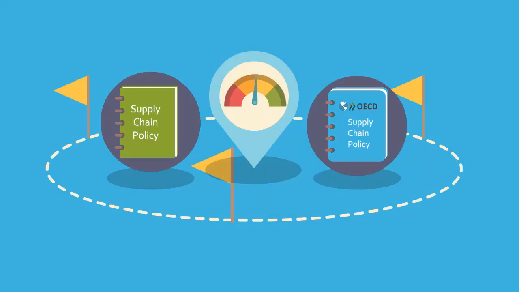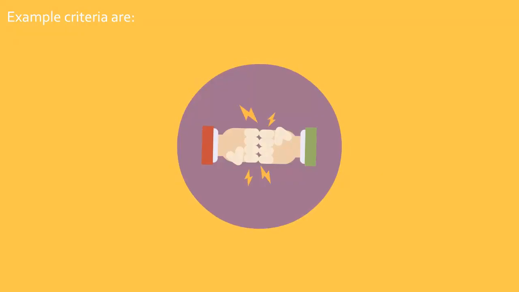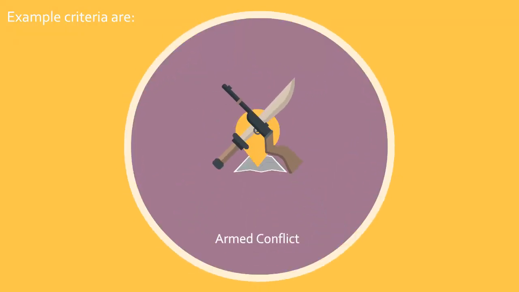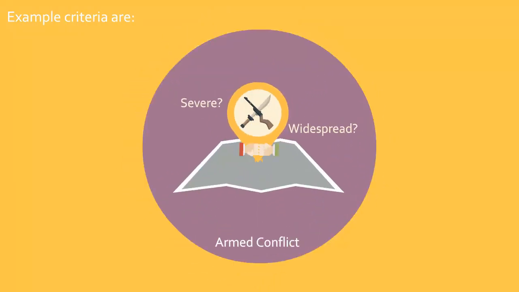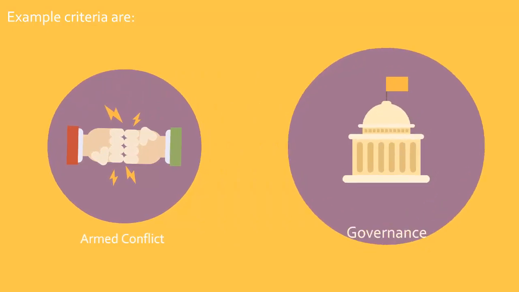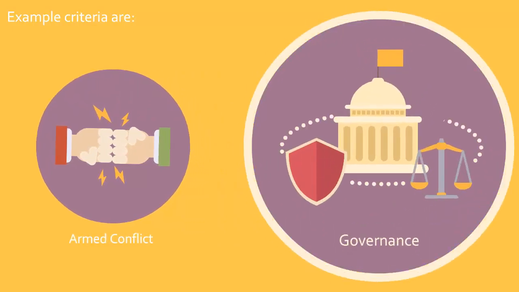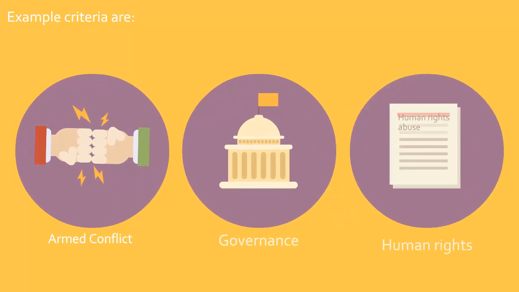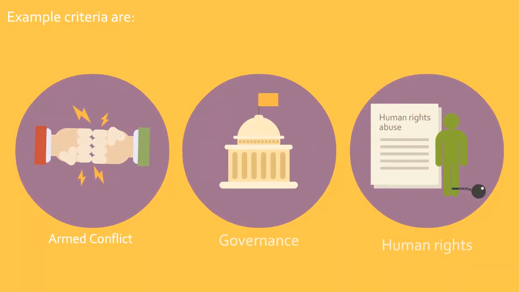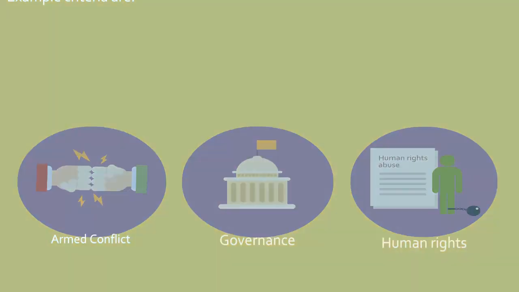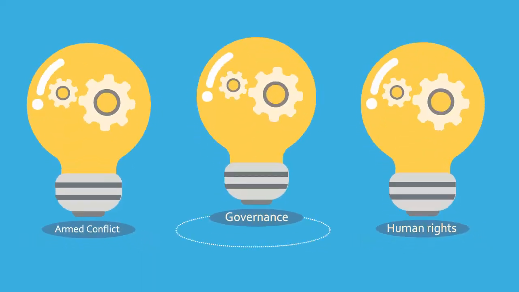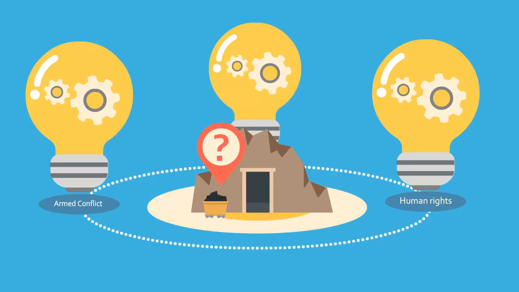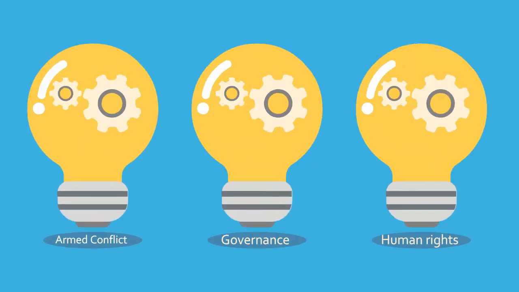Three possible criteria you could use are armed conflict. If there's armed conflict, how severe and widespread is it? Governance. How well can the government maintain security and rule of law? Human rights. Are there reports of widespread human rights abuses? Once you define your criteria, select the resources you'll use to determine if an area is high risk, according to each of the criteria.